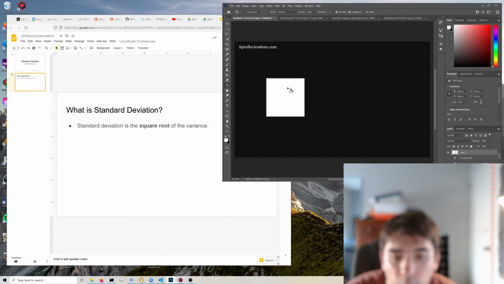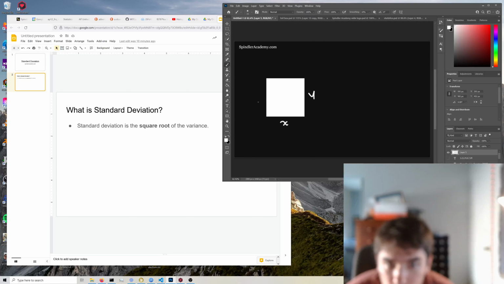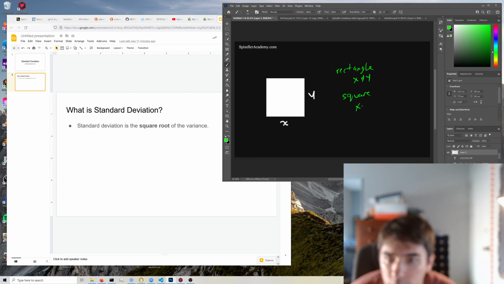So a square means that the length of this side, x, y, well, x equals y. Whoops, I should use this instead. So a rectangle would mean that x does not equal y. Rectangle, x not equal to y. A square is where x equals y.